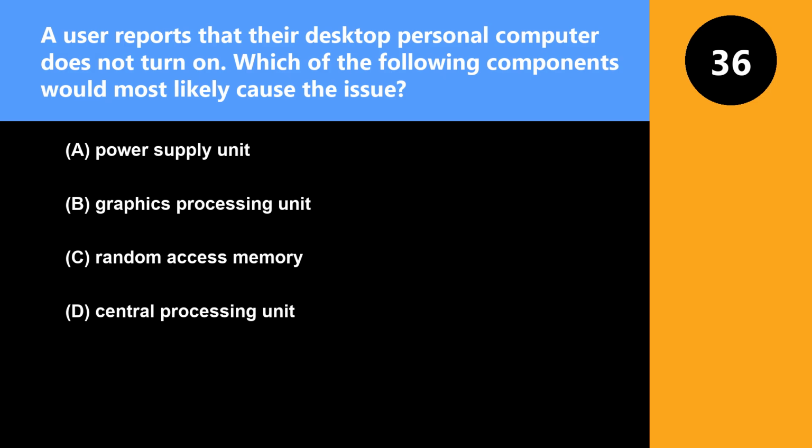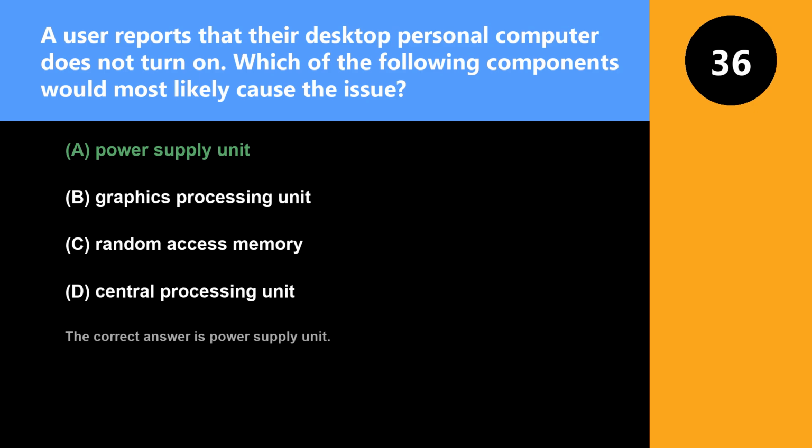Which of the following components would most likely cause the issue? Option A, power supply unit. Option B, graphics processing unit. Option C, random access memory. Option D, central processing unit. The correct answer is option A, power supply unit.